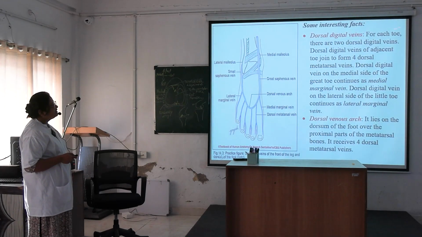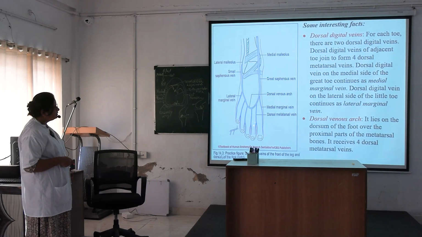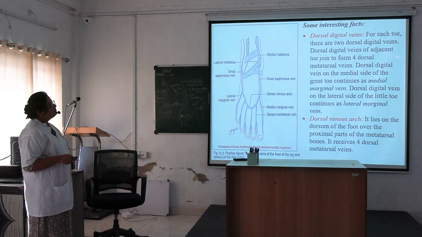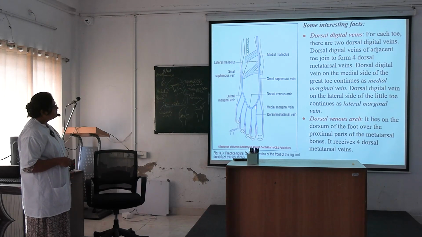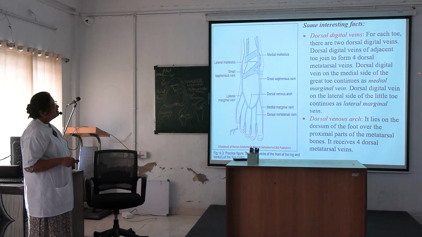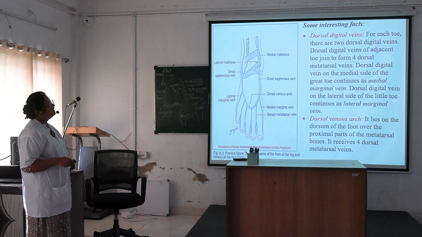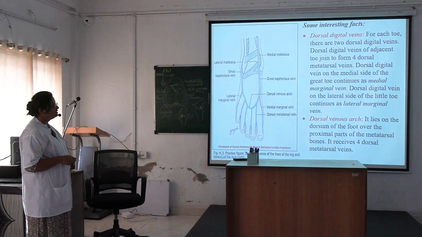Next is dorsal digital vein. For each toe, there are 2 dorsal digital veins, one on each side of the toe. Dorsal digital veins of adjacent toes join to form 4 dorsal metatarsal veins. Dorsal digital vein on the medial side of the great toe continues as the medial marginal vein. Dorsal digital vein on the lateral side of the little toe continues as the lateral marginal vein.